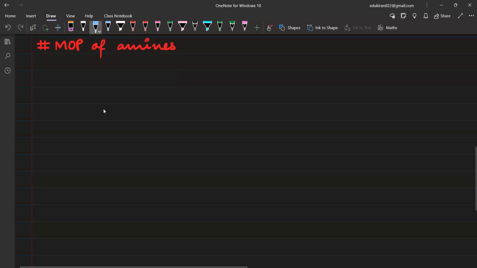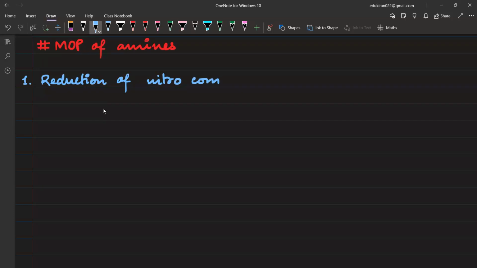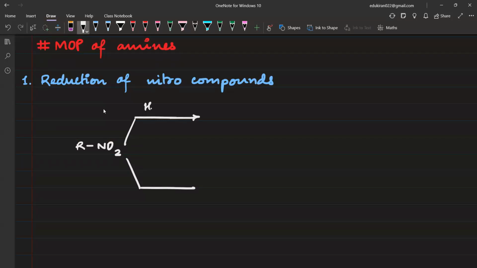Now, in method of preparation of amines, the first we have is reduction of nitro compounds. Okay. Now, in reduction of nitro compounds, we can have RNO2, and there are two reducing agents that we can use. The first one is H2 in the presence of palladium, nickel, or platinum, any of the catalyst. And in this, we use a solvent that is ethanol. So ethanol is not taking part in the reaction. It is just providing the surface. It is just a solvent.